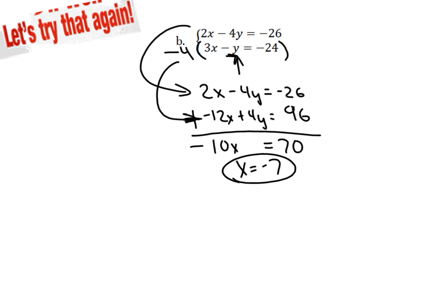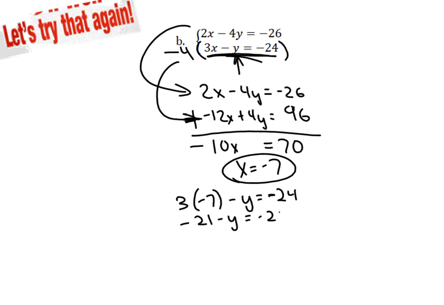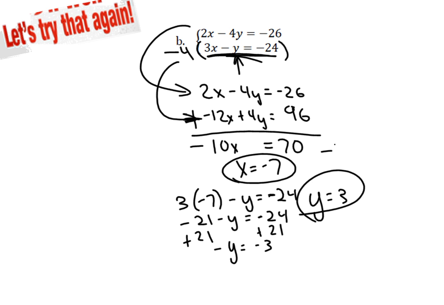So now take negative 7, put it into whatever equation you want and figure out what your answer is. I like the original one I had here. So 3 times negative 7 minus y equals negative 24. So add 21. So y equals 3. So my answer is negative 7, 3.